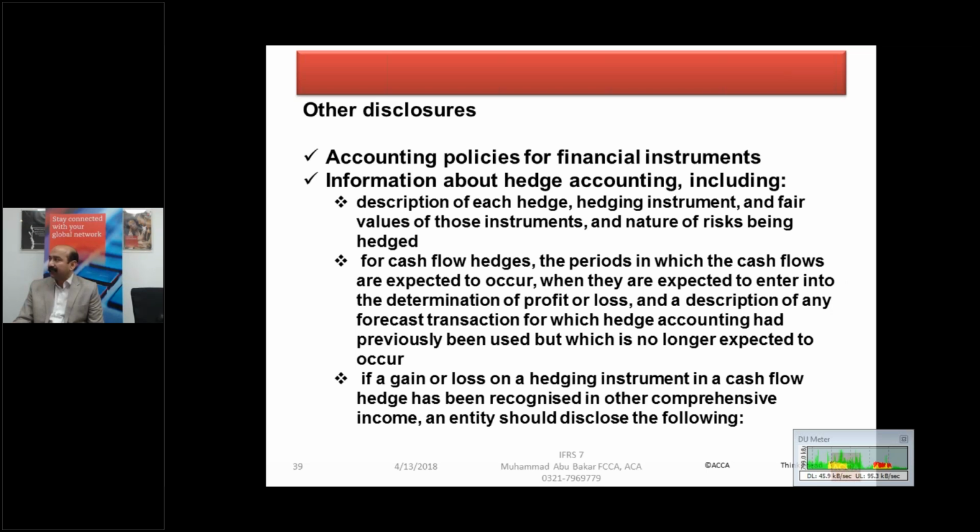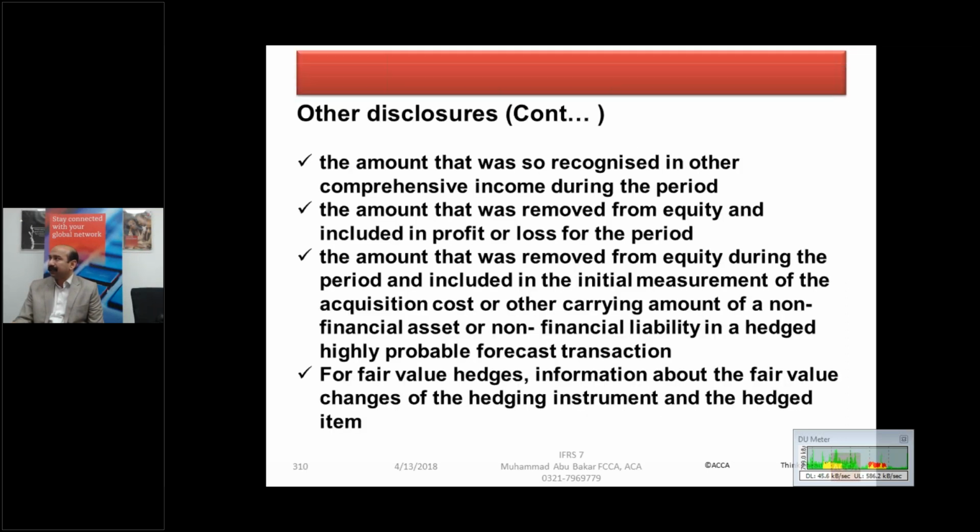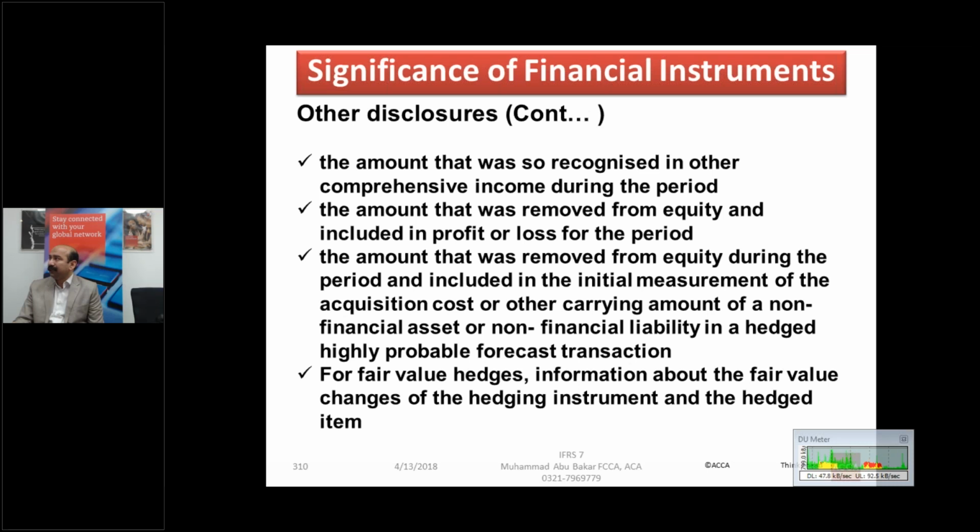If a gain or loss on a hedging instrument in a cash flow hedge has been recognized in other comprehensive income, an entity should disclose the following: the amount that was so recognized in other comprehensive income during the period, the amount that was removed from equity and included in profit or loss for the period, the amount that was removed from equity during the period and included in the initial measurement of the acquisition cost or other carrying amount of a non-financial asset or non-financial liability in a hedged, highly probable forecast transaction. For fair value hedges, information about the fair value changes of the hedging instrument and the hedged item.